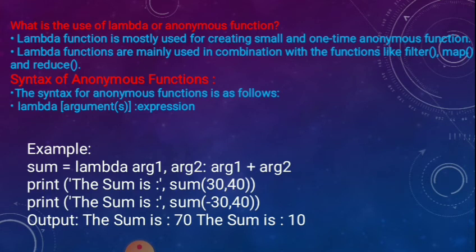Syntax for the anonymous function. See here, the lambda keyword followed by arguments, then a colon, and after that the expression. Here the lambda keyword tells the interpreter that this is an anonymous function. Then the arguments will be received by the interpreter, and along with these arguments the following expression will be calculated.